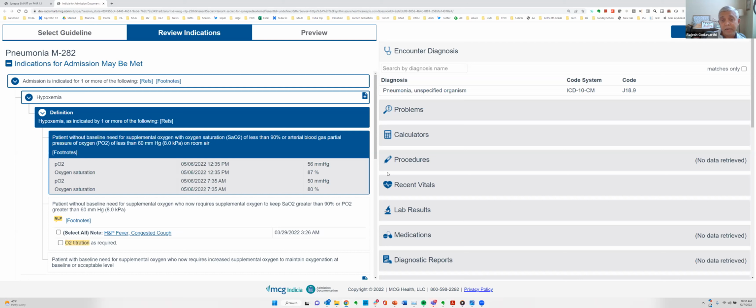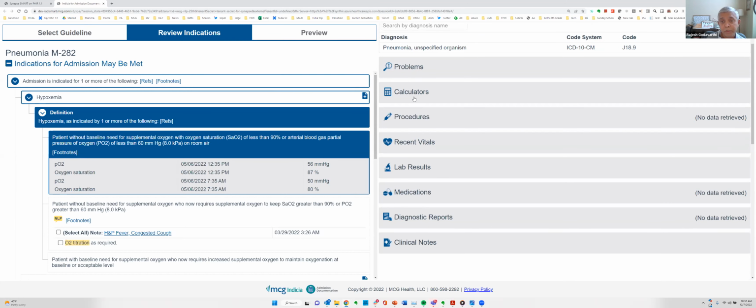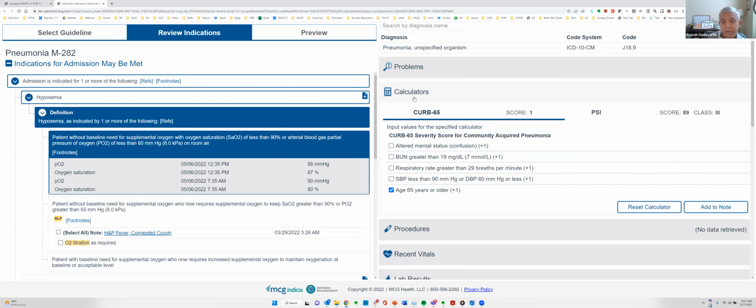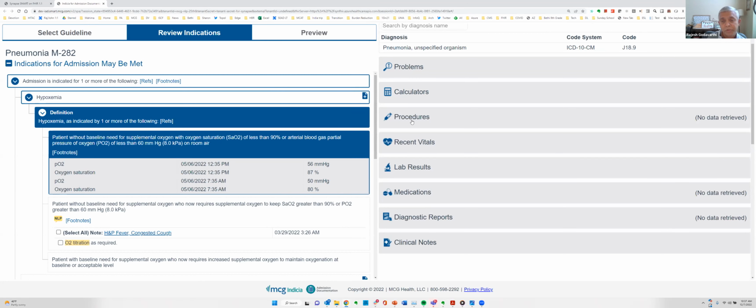So we would look at the clinical intent of our criteria and say, these are all the data elements we would need to match this criteria to automate the documentation part. So here you can see we could extract problems, and we can even do calculators, like if there is a pneumonia severity index and things like that, we use calculators as well. The procedures, the vitals, the labs, medications.